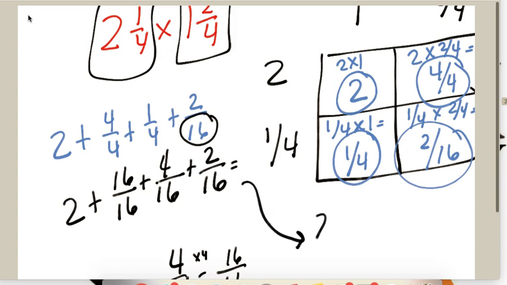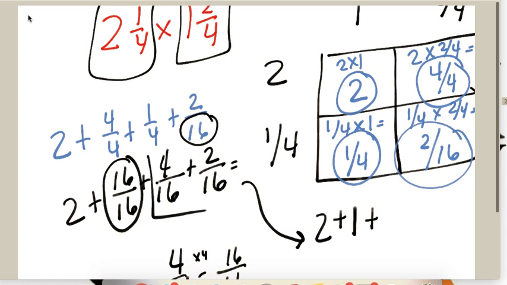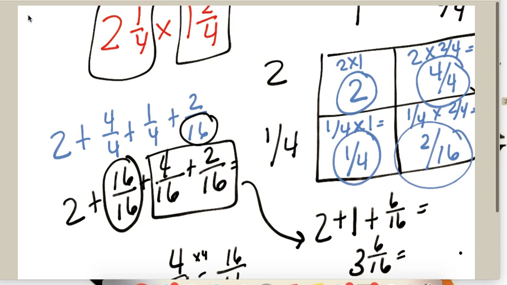I would get 2 plus, now you could at this point say, well, 16 over 16 is a whole. Let's just say 1 whole plus, and then all you have to do is add these two guys together. So that'd be 6 over 16, which then would give me 3 6 over 16, which I could simplify even further by dividing them both by 2, and I would get 3 over 8. And there's my final answer, doing the area model.